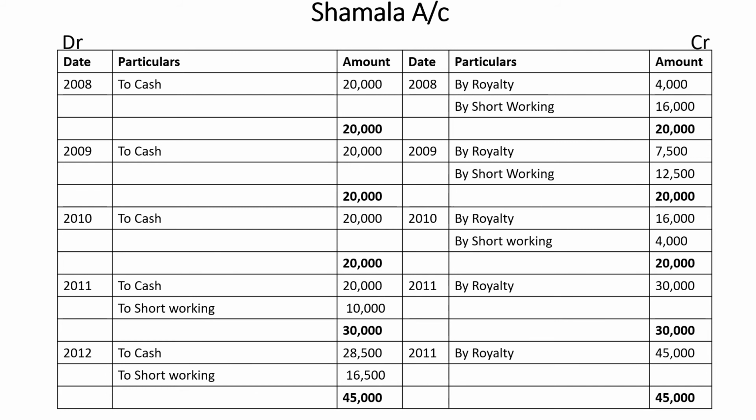In the fourth year, we have recovery of short working. Cash paid is 20,000 and short working recovered is 10,000, so we have to pay 30,000 as cash payment to the landlord. In 2012, again we are paying cash of 20,500. Recovered short working is 16,500. Actual royalty is 45,000. So this ends Shamula's account.